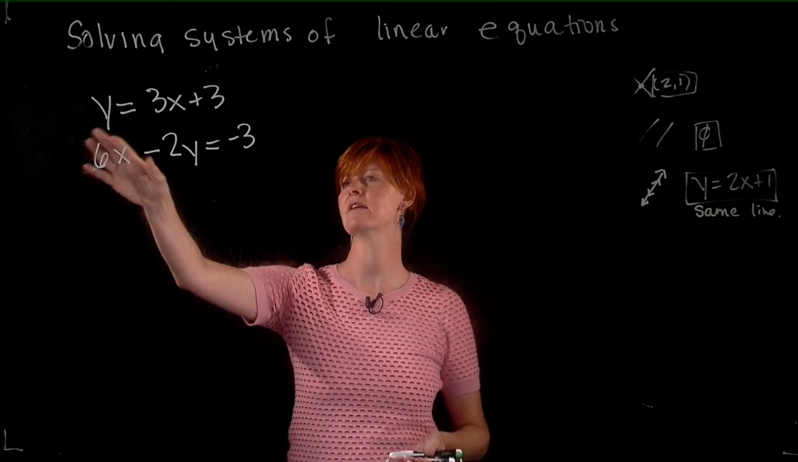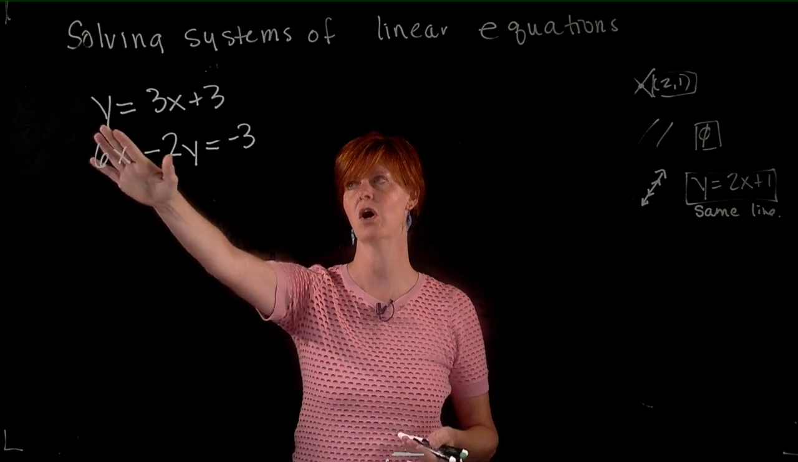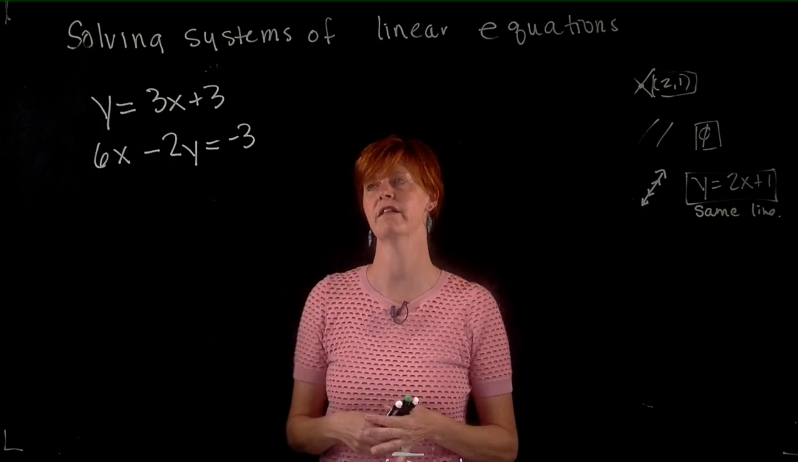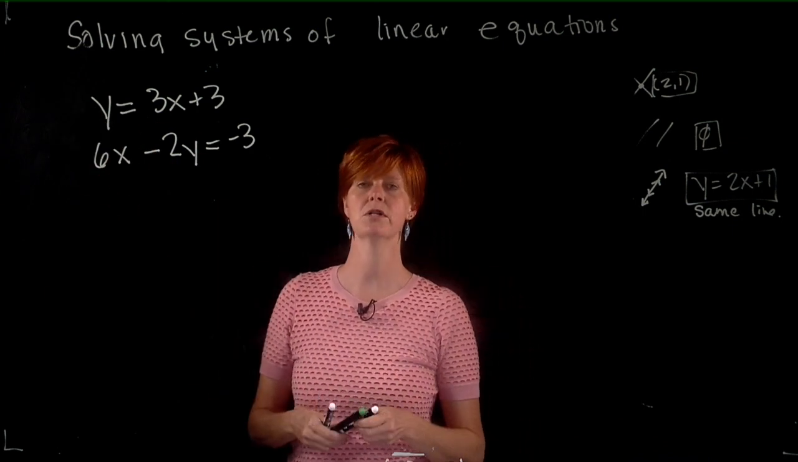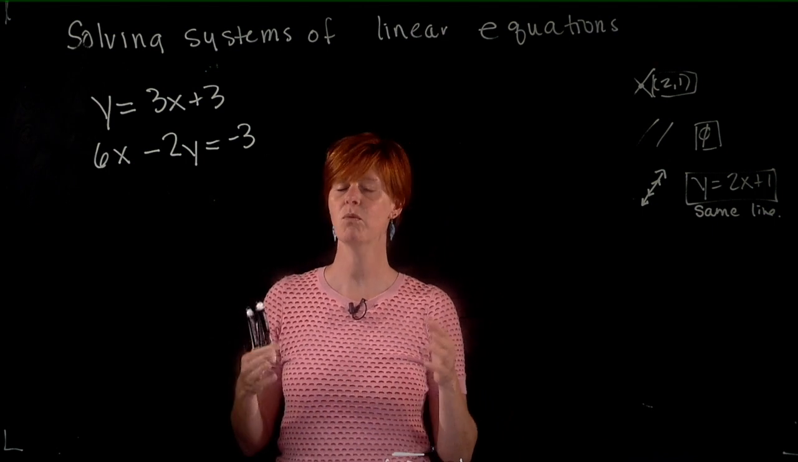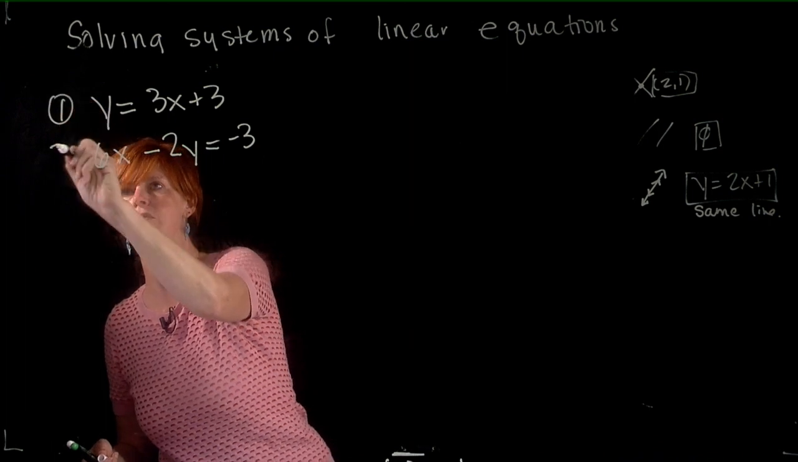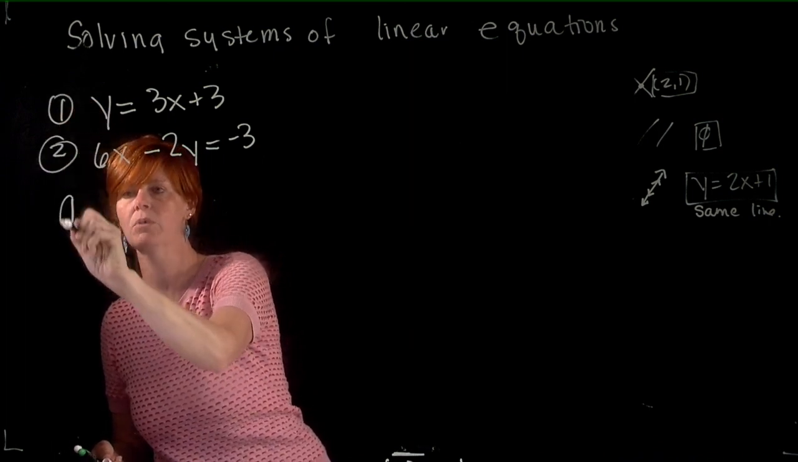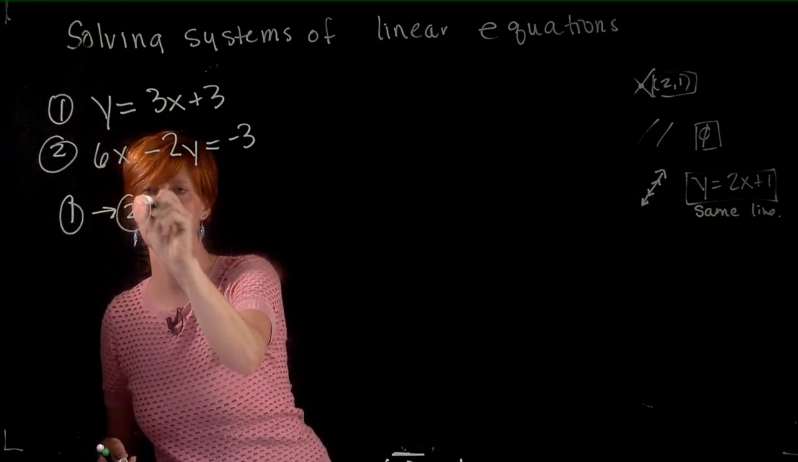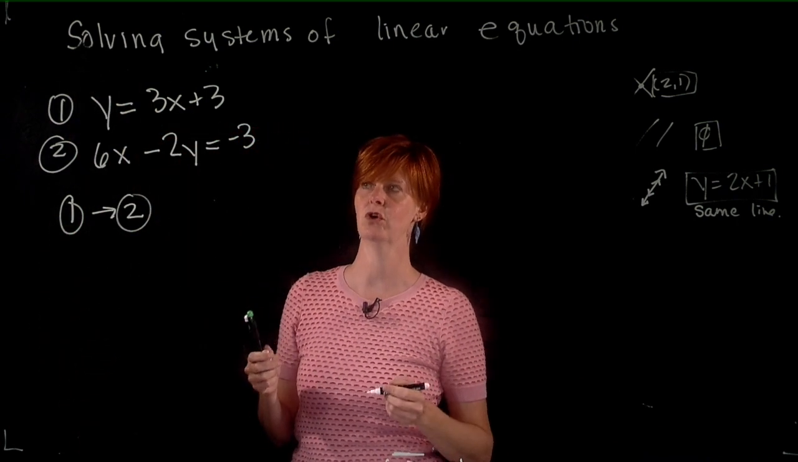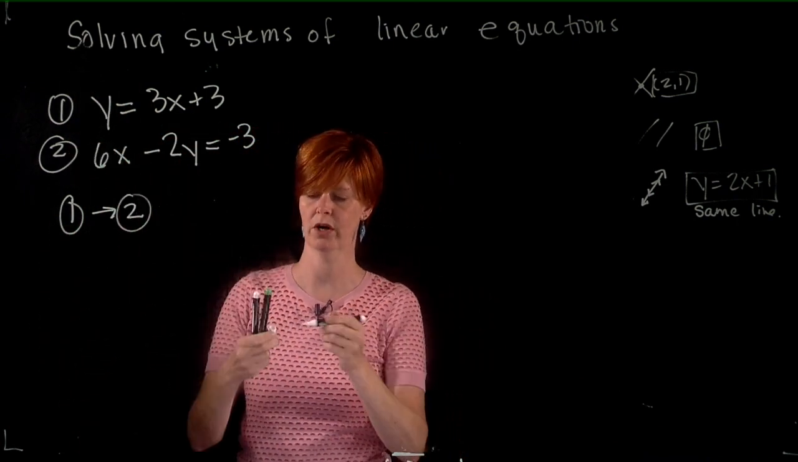So given the way this problem is set up, this one's equation 1 is already solved for one of the variables. I'm going to use substitution. Now, if that wasn't the case, I would do elimination. So let's write equation 1 and 2. And I'm going to put equation 1 into equation 2 because equation 1's already solved for a variable.